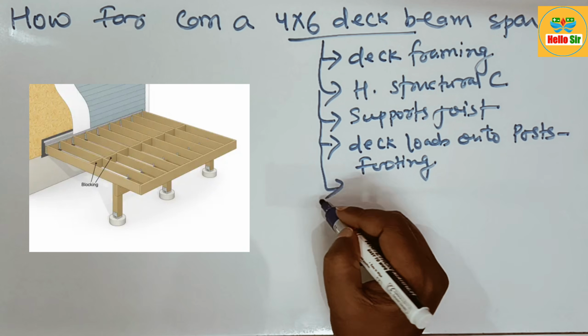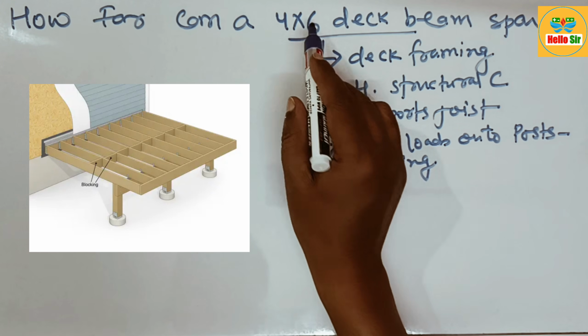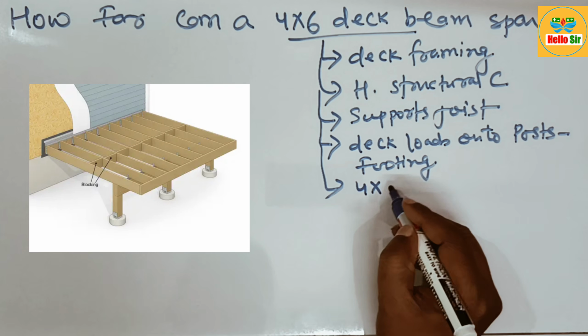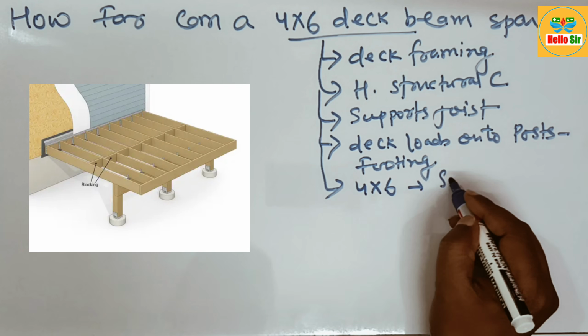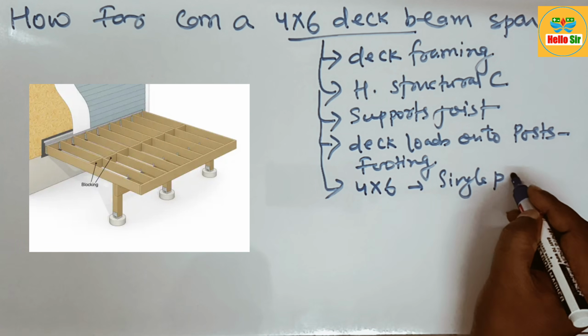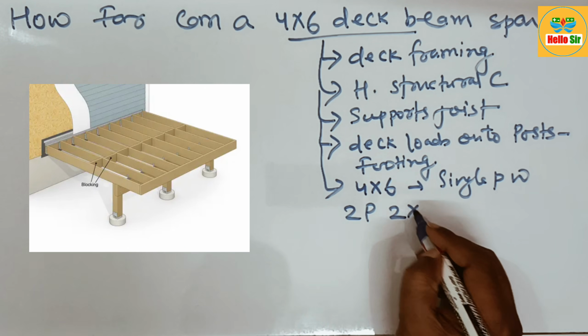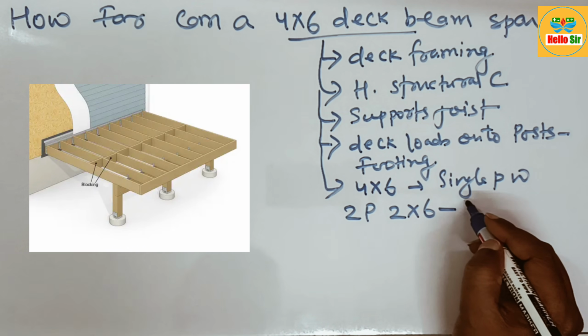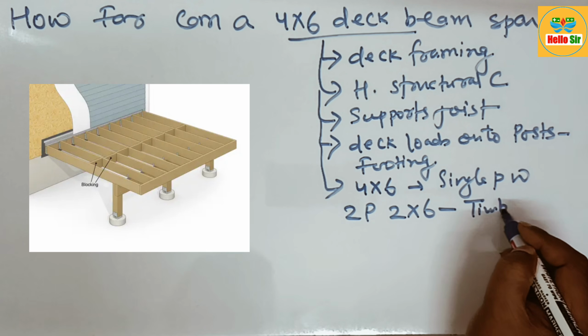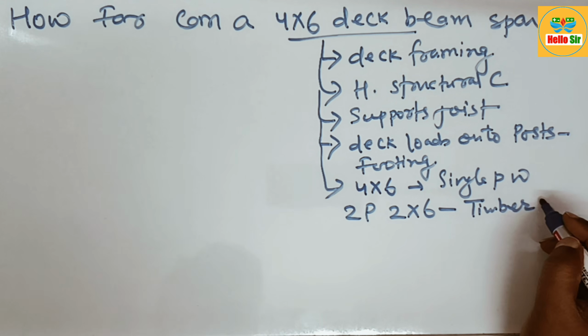Here the size of the deck beam is 4 by 6, meaning a single piece of wood, or it may be two pieces of 2 by 6 timber which are nailed together.